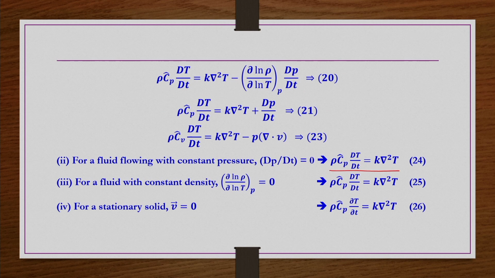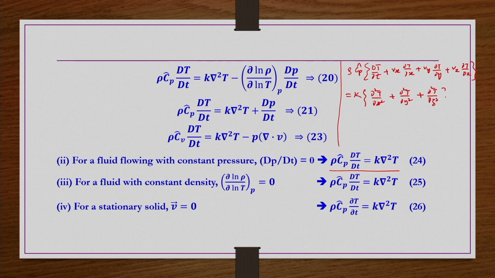This equation, if we expand, then we have rho Cp tilde multiplied by dou T by dou t plus Vx dou T by dou x plus Vy dou T by dou y plus Vz dou T by dou z is equal to k times dou square T by dou x square plus dou square T by dou y square plus dou square T by dou z square. This is what we have in Cartesian coordinates. Likewise, we can have the equation in cylindrical and spherical coordinates.